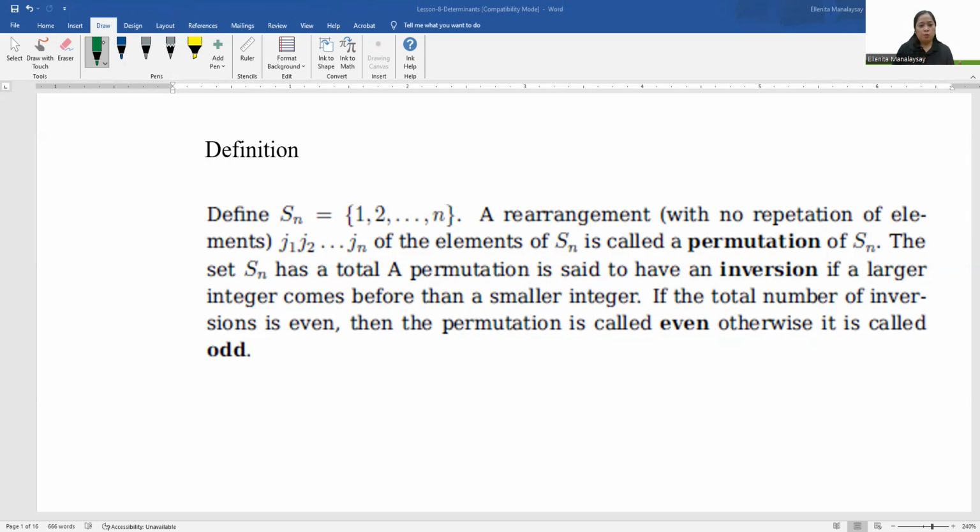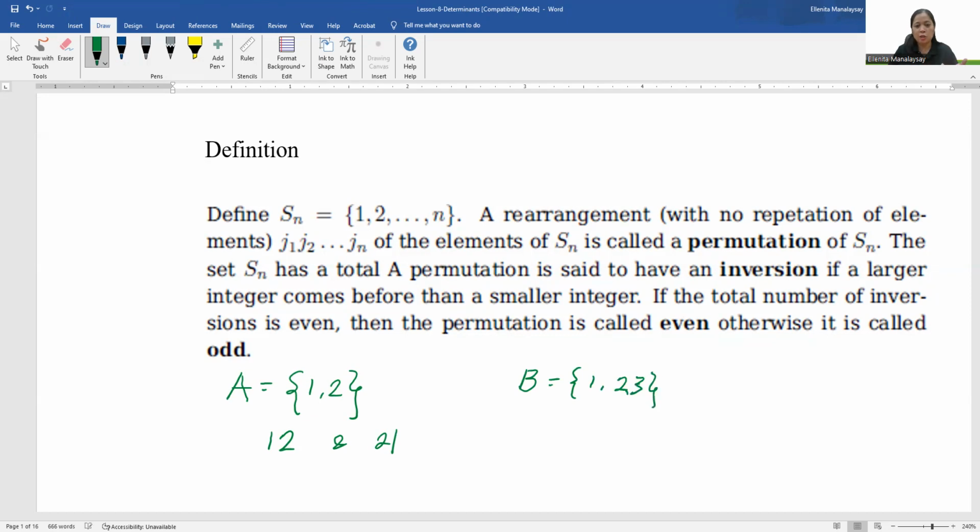Say for instance we have set A. If set A contains the numbers 1 and 2, the possible arrangements would be 1, 2, and 2, 1. Then say we have set B containing the elements 1, 2, and 3.